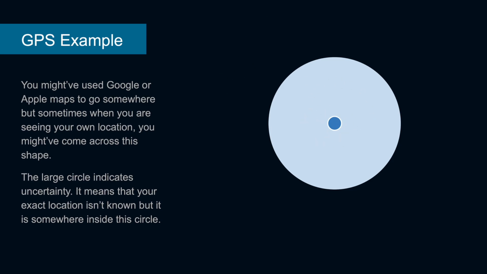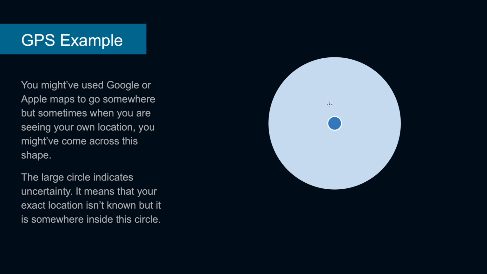Actually, this right here is the accurate location, but the circle outside it is the uncertainty. Sometimes you get this little circle, but sometimes when the GPS is not navigating well, you get this bigger circle. Basically this bigger circle tells you that your accurate location isn't known, but you are inside this circle, you are inside this area. You cannot be outside that circle, you will be inside that circle.